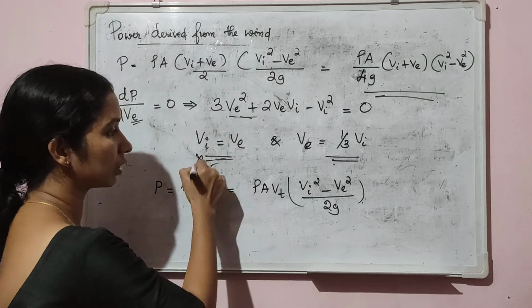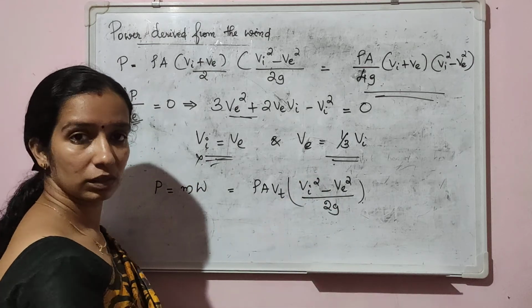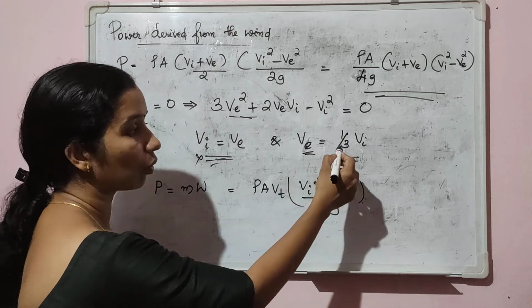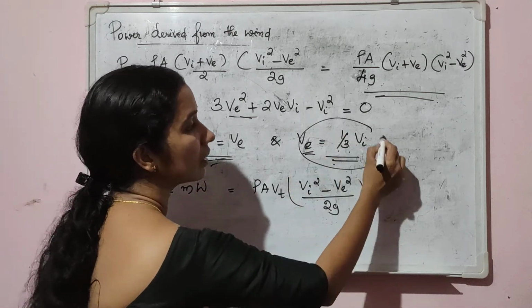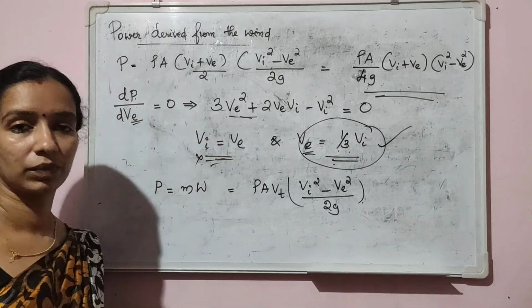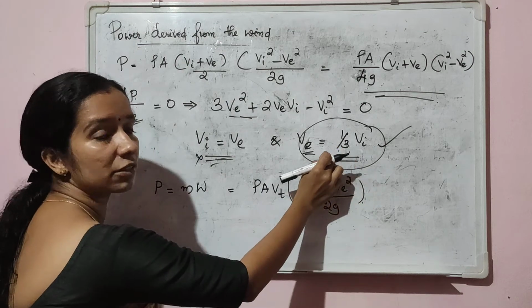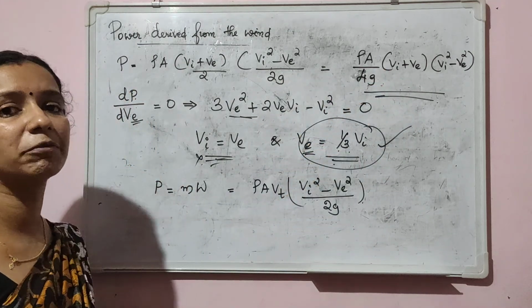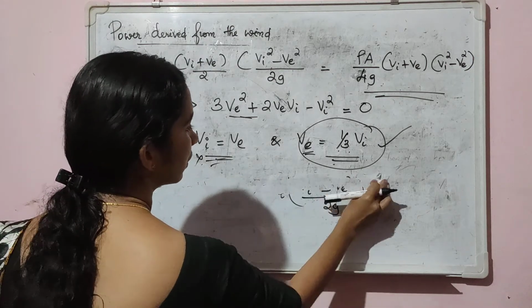So this solution is not acceptable. Now move on to the next solution. It states that the velocity at the exit side is only 1/3 of the velocity at the incoming side. So this is the acceptable solution. Now, by substituting this value in the equation for power, we will get the maximum value of power. Okay, so let us calculate the maximum power.